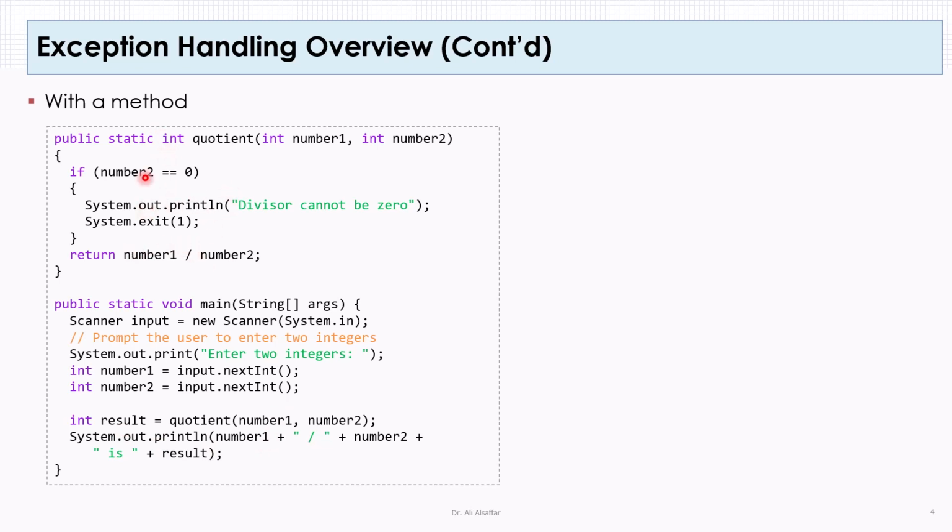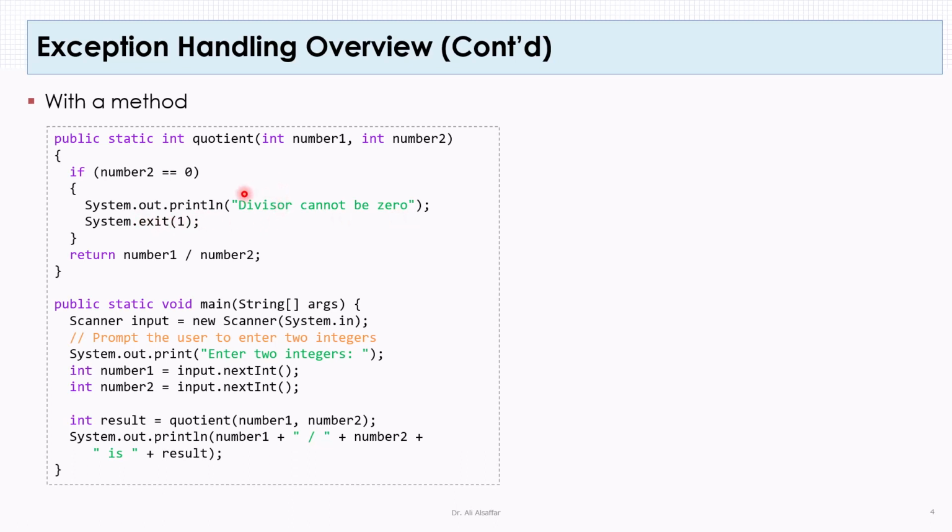If number 2 is 0, it cannot return a value. So the program displays a message, divisor cannot be 0, and terminates with exit 1. So this is clearly a problem. You should not let the method terminate the program.